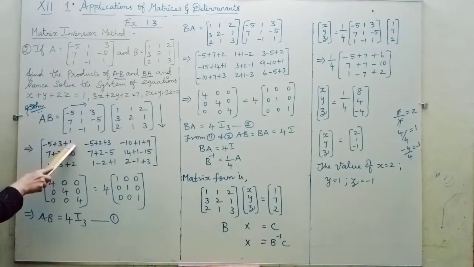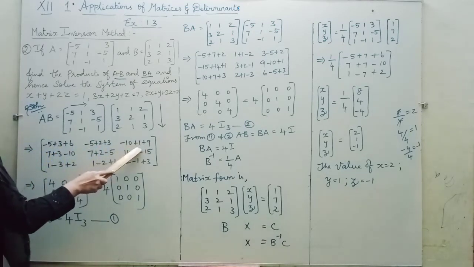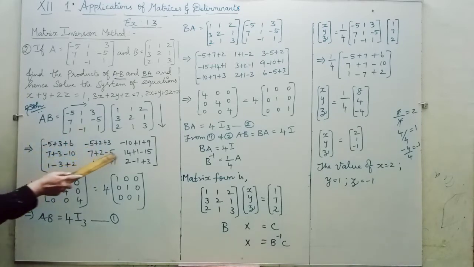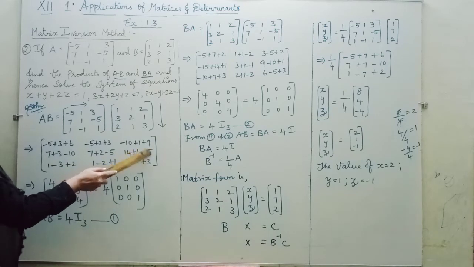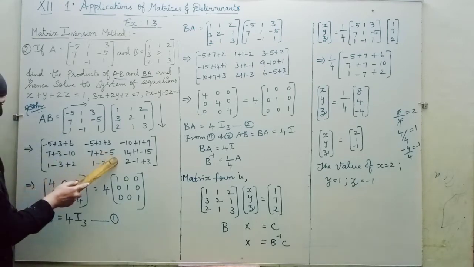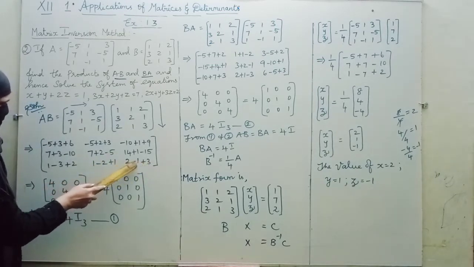Now you can simplify. 6 plus 3 is 9, 9 minus 5 is 4. Similarly, 3 plus 2 is 5, 5 minus 5 is 0. 9 plus 1 is 10, 10 minus 10 is 0. Next, 7 plus 3 is 10, 10 minus 10 is 0. Next, 7 plus 2 is 9, 9 minus 5 is 4. 14 plus 1 is 15, 15 minus 15 is 0. Next, you multiply and add: 2 plus 1 is 3, 3 minus 3 is 0. Next, 1 plus 1 is 2, 2 minus 2 is 0. Next, 3 plus 2 is 5, 5 minus 1 is 4.